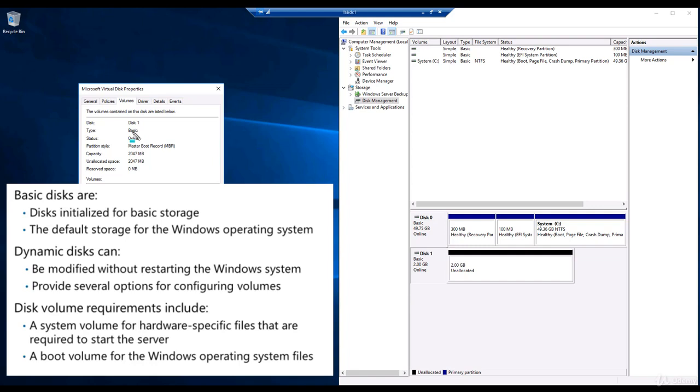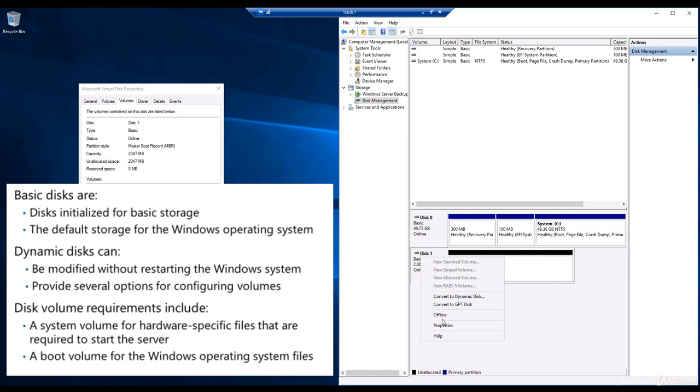A basic disk is initialized for simple storage and contains partitions such as primary partitions and extended partitions. You can subdivide extended partitions into logical volumes. By default, when you initialize a disk in the Windows operating system, the disk is configured as a basic disk.